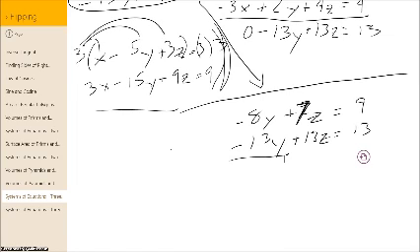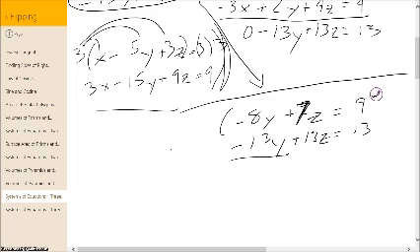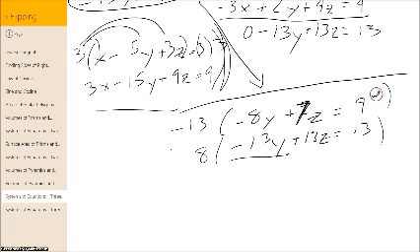Let's multiply all of this top guy up here. We're going to multiply everything up here by negative 13. Why negative 13? Because I'm going to multiply everything on the bottom, the whole thing, by 8. What this is going to give me is, if I've got 13 times 8, well, let me get my calculator out here. 13 times 8 gives me 104.